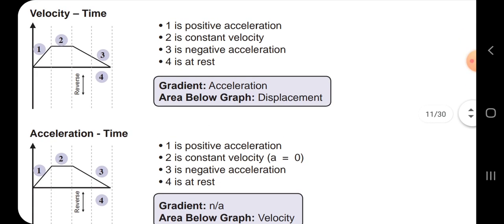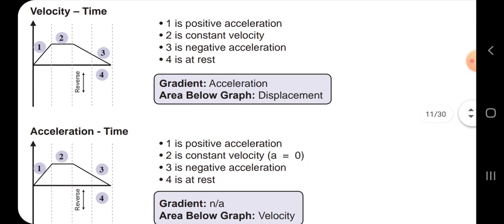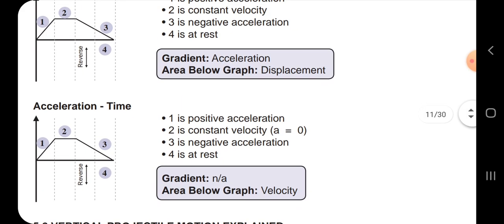Let's look at the acceleration-time graph. 1 is a positive acceleration, 2 is a constant velocity where acceleration equals 0, 3 is a negative acceleration, and 4 is at rest. Negative acceleration means that the object is going in the opposite direction.